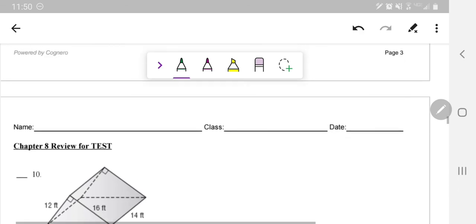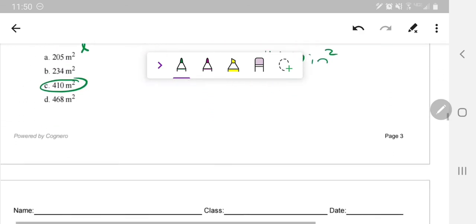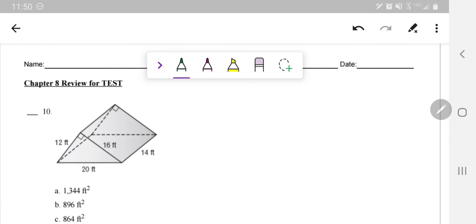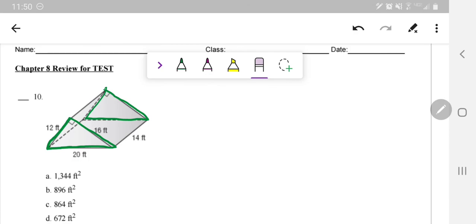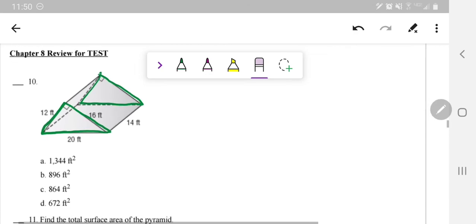Moving on. Okay, we're still doing surface area, it looks like. And for number 10, we have to find the surface area of this triangular prism. How do I know it's a triangular prism? Because I have two matching triangular bases, and the other lateral faces are rectangles. Even though it's not sitting on those triangular bases, they are matching, congruent, parallel, so this is a prism.